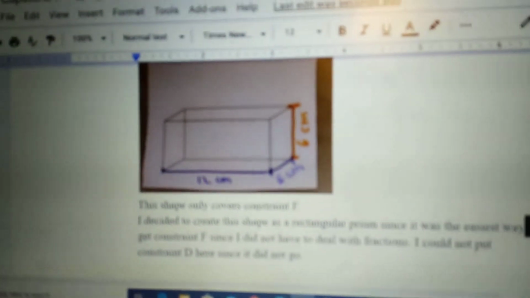And the third shape only covers constraint F. I decided to create this shape as a rectangular prism since it's the easiest way to get constraint F and I wouldn't have to deal with fractions. I couldn't put constraint D with it since it did not go with the volume, so I had to do it separately.